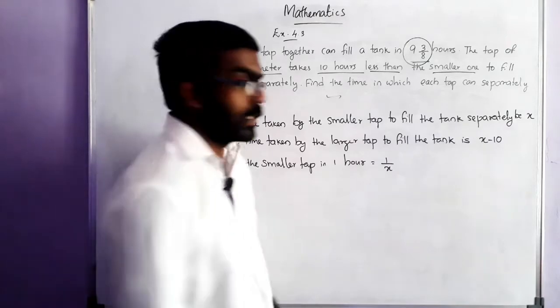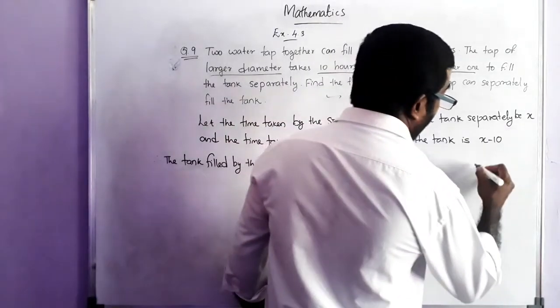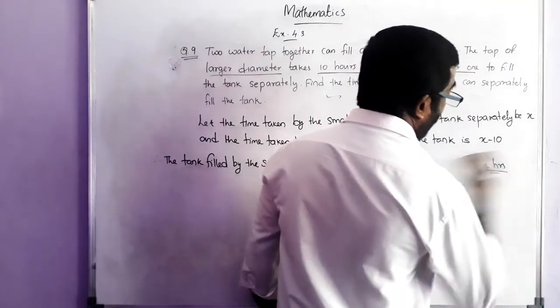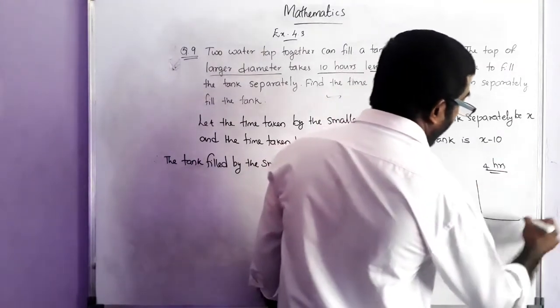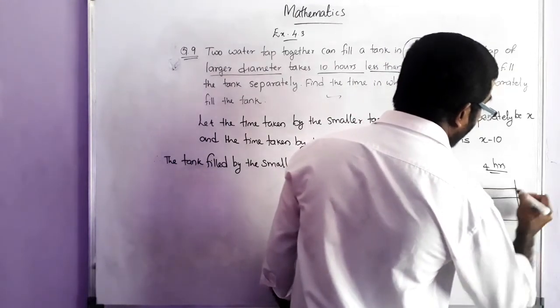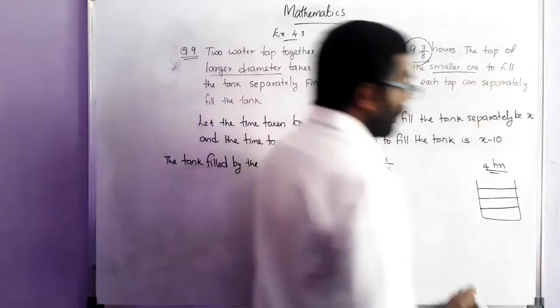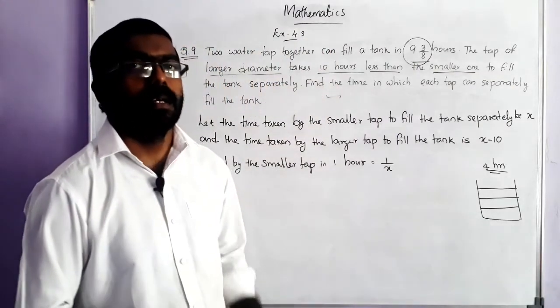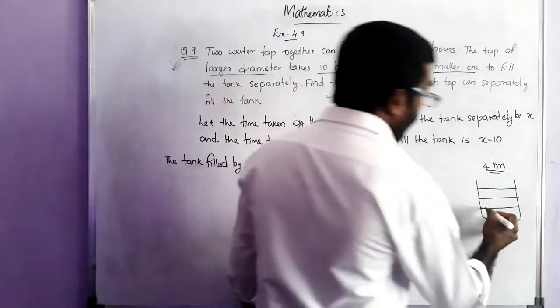Okay, so I will give an example. If the time taken by the smaller tap is 4 hours, consider one tank. I divide it into 4 parts. So in 1 hour, how much portion will be filled? The 1 by 4th portion will be filled.